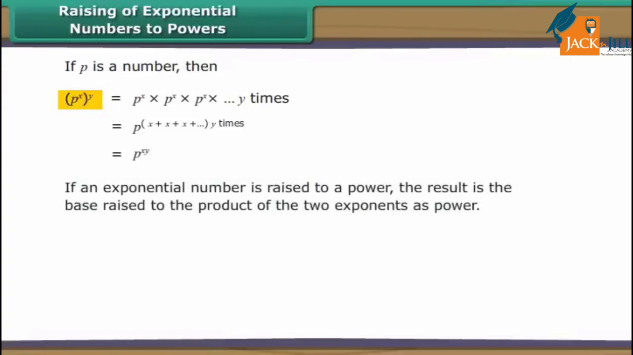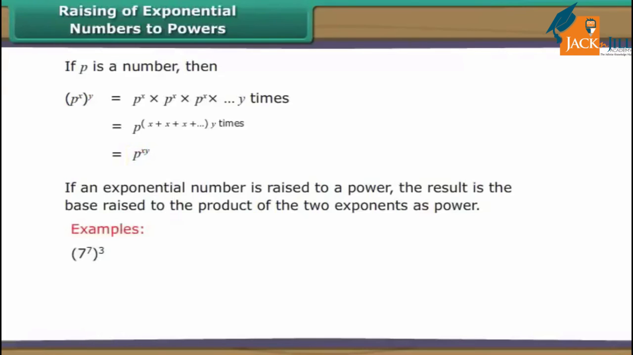Raising of exponential numbers to powers. If p is a number, then (p raised to the power x) whole raised to the power y is equal to p raised to the power x into p raised to the power x into p raised to the power x and so on till y times, which is equal to p raised to the power x plus x plus x plus so on till y times, which equals p raised to the power xy. If an exponential number is raised to a power, the result is the base raised to the product of the two exponents as power. Let us look at some examples.